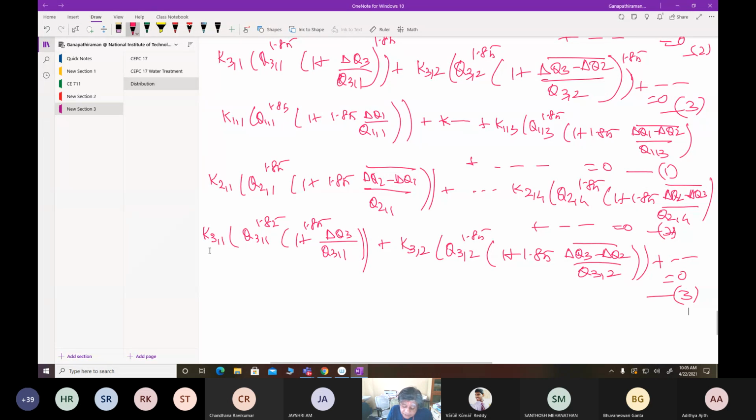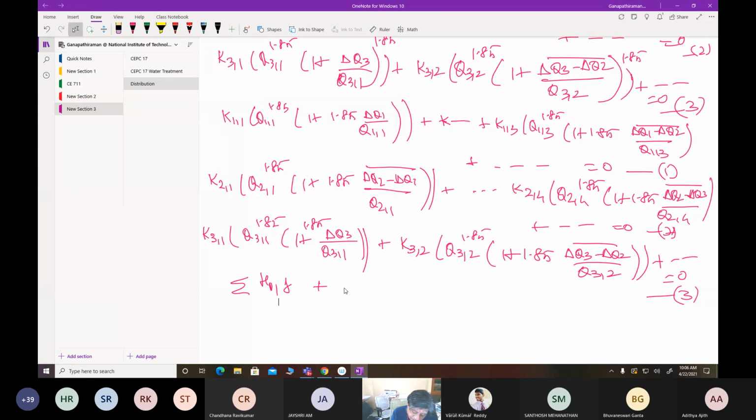What is the first term, boys? K11 Q11 to the power 1.85 into 1, plus K12 Q12 to the power 1.85 into 1. So the first term is sigma of H1J. Agree? Am I right? Yes, sir.